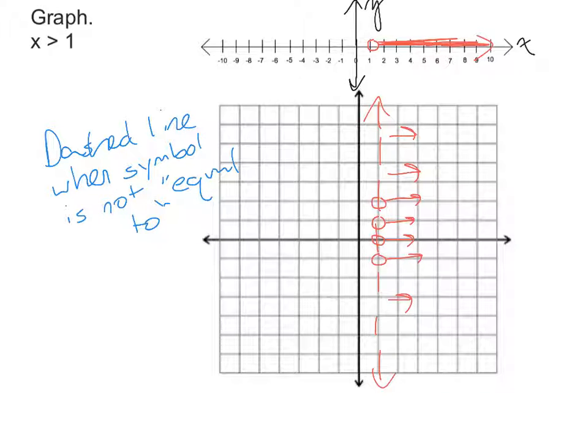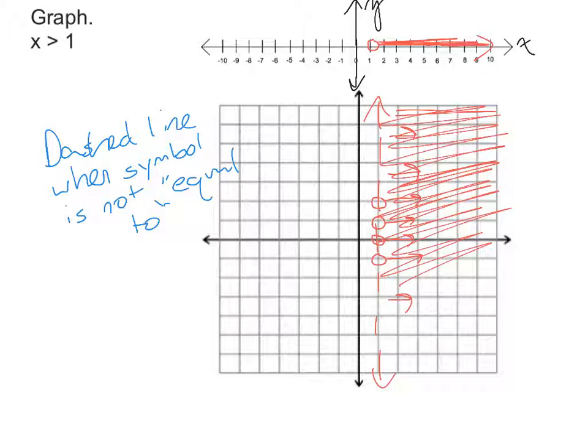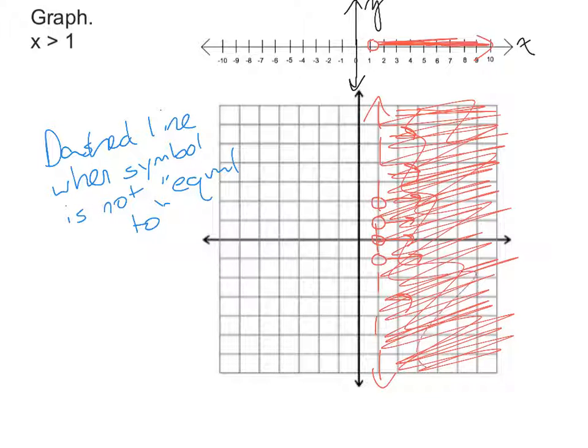So to shade or to color in all where the x's are greater than 1, that would be everything to the right of this dashed line. And that's what this looks like. That's what all the solutions for this problem look like. And you can pick any point within the shaded region and you'll find that the x value is indeed greater than 1.